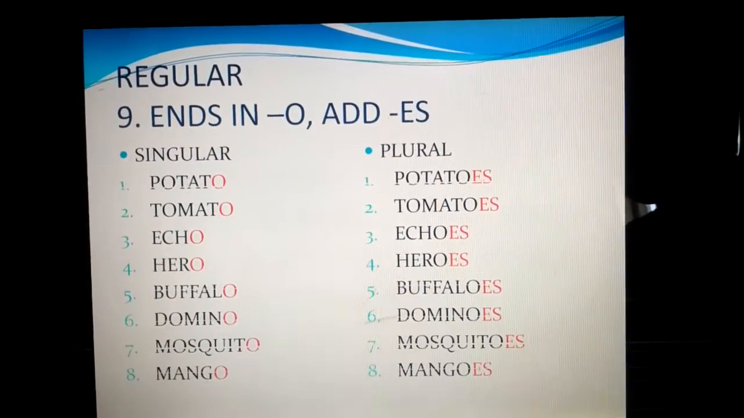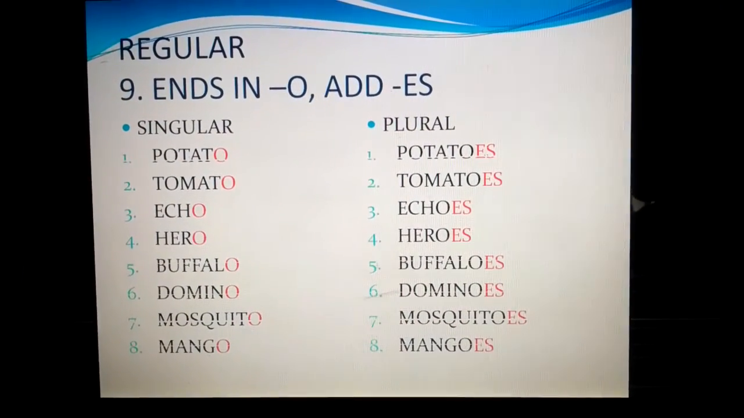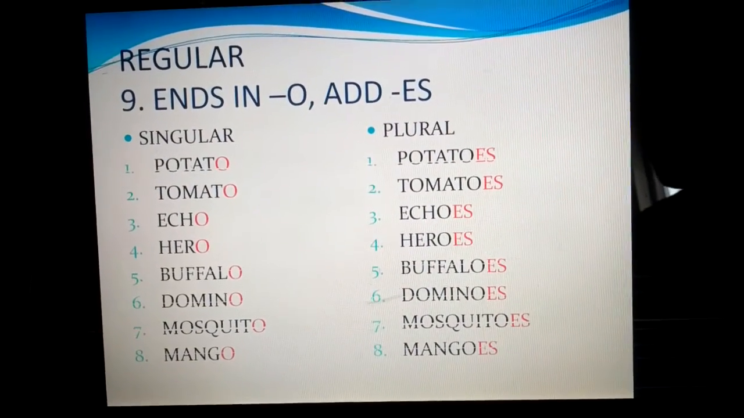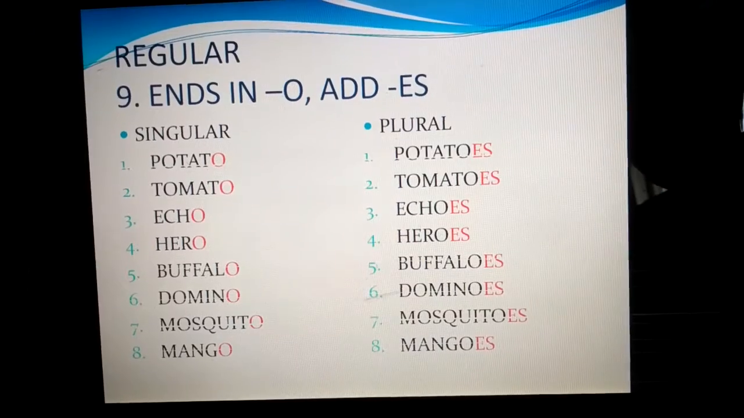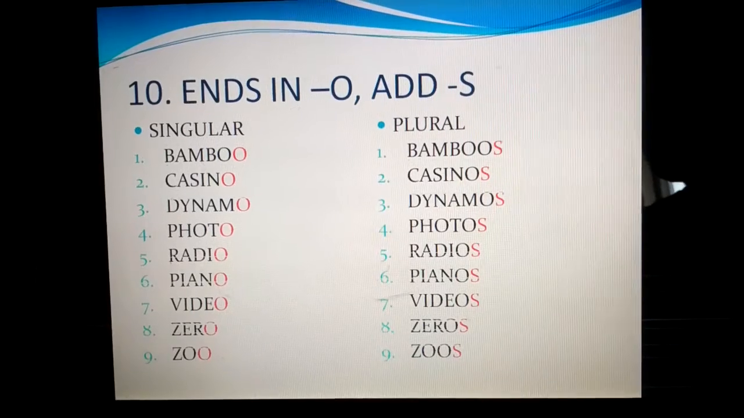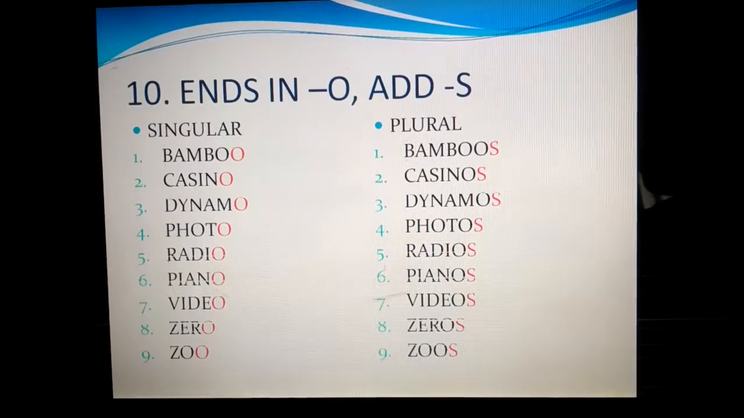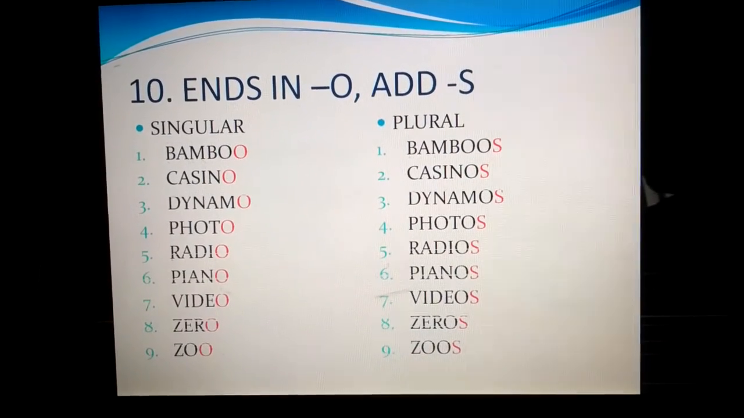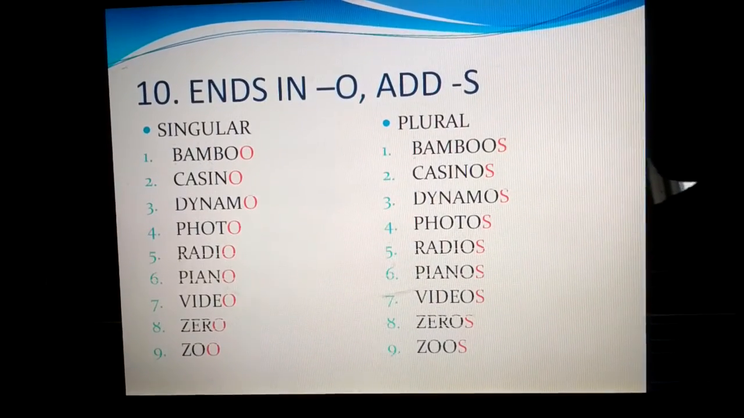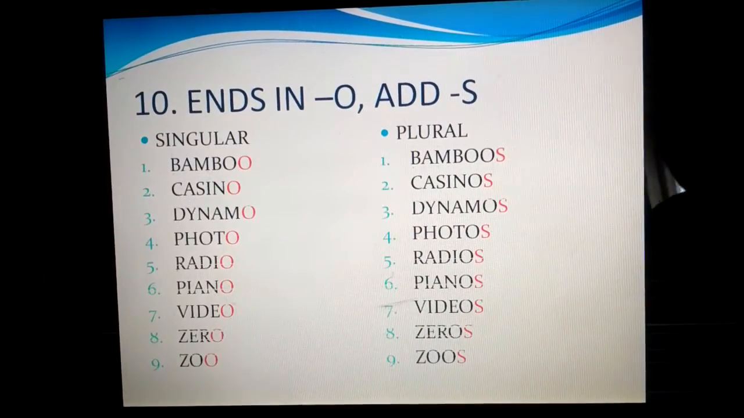The next one also ends in o and we add es. Look at there, potato, tomato, echo, hero, buffalo, domino, mosquito and mango. All of them we add es. Then here also ends in o and we add s. Like that, look at there, bamboo, bamboos, casino, casinos, dynamo, dynamos, photo, photos, radio, radios, piano, pianos, video, videos, zero, zeros, zoo, zoos. But some are also exceptions. Follow the next rules.